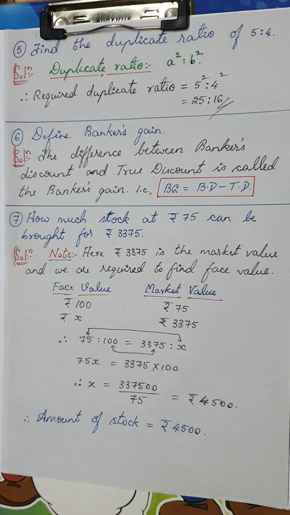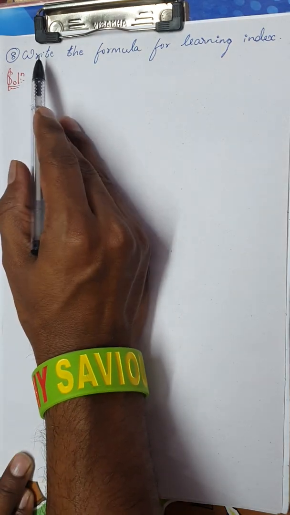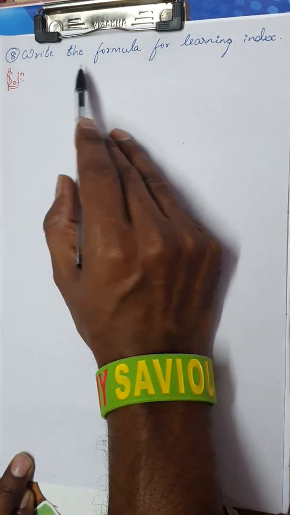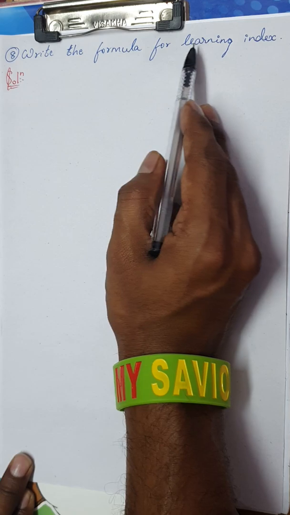Let's go to question number 8. Right, students, question number 8: write the formula for learning index. Again, note it down. It is a repeated question. Even in the first model question paper, for question number 8, he has asked the same question, write the formula for learning index. Hope you already know it.